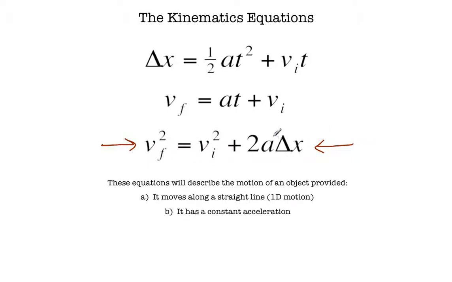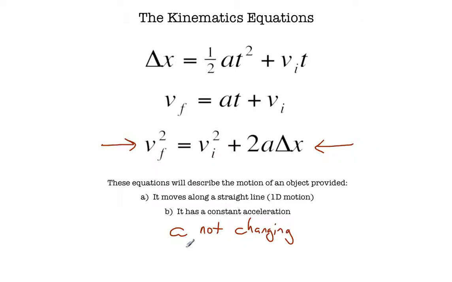So this one is useful if you happen to have a problem where you don't know anything about the time elapsed during the motion. And these two are useful because this one tells you the position at any time, and this one can tell you velocity at any time. And these equations describe the motion of an object provided two things. It has to move along a straight line. These are equations for one-dimensional motion. And the object has to have a constant acceleration, which means that the acceleration can't be changing. It is not changing.